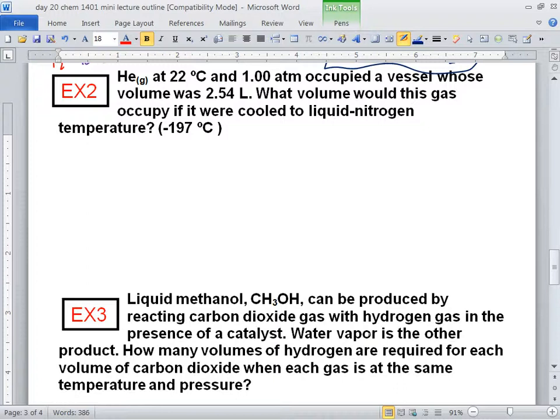So helium gas, 22 degrees Celsius in 1 atmosphere, occupies a vessel whose volume is 2.54 liters. What volume would it occupy if it were cooled to liquid nitrogen temperature, negative 197 degrees Celsius? What equation are you going to use there, Dylan? Because if you see multiple of anything, it's got to be that the one with ones and twos in it. Right? Do you see multiple of anything? Yeah. So it's got to be the one with ones and twos in it.